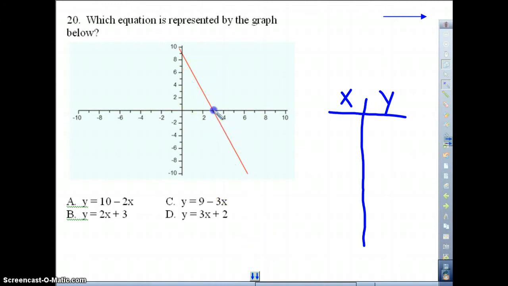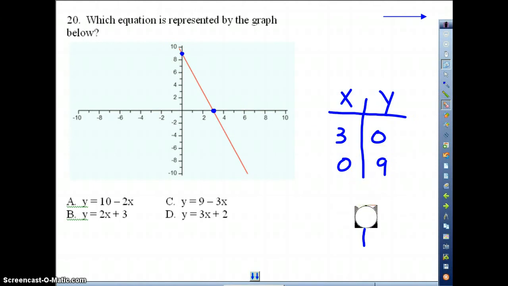Yeah, definitely right here. What's the name of that ordered pair? Oh, be careful. Do your x first. 3, 0. Could I generate one other additional ordered pair by using this point here? What's the name for that point there? 0, 9. Okay. Now we can test it out.